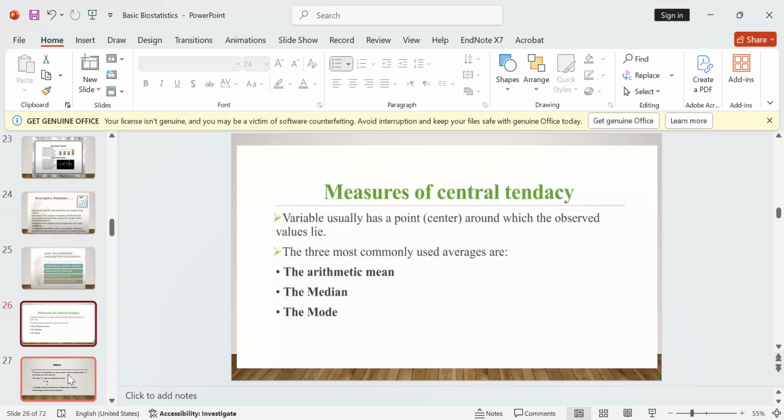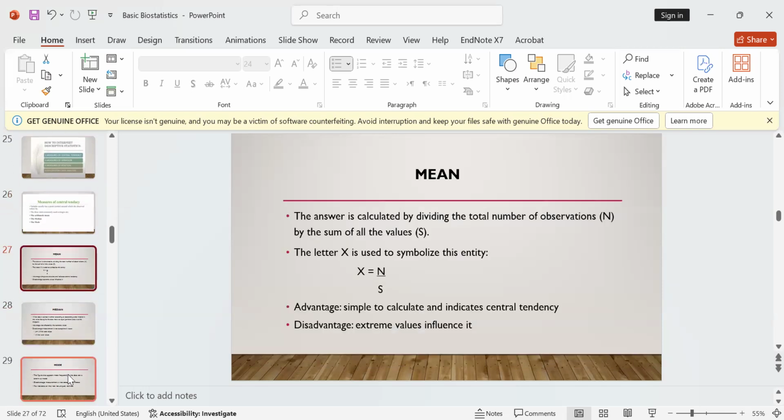Measures of central tendency. A variable usually has a point around which the observed values lie. The three most commonly used averages are the arithmetic mean, the median, and the mode. Now, what is arithmetic mean? It is calculated by dividing the sum of all the values by the total number of observations. The letter X-bar is used to symbolize this entity, and this is the formula we use for calculating arithmetic mean. Its advantage is that it is simple to calculate and indicates the central tendency, but its disadvantage is that extreme values influence the data.